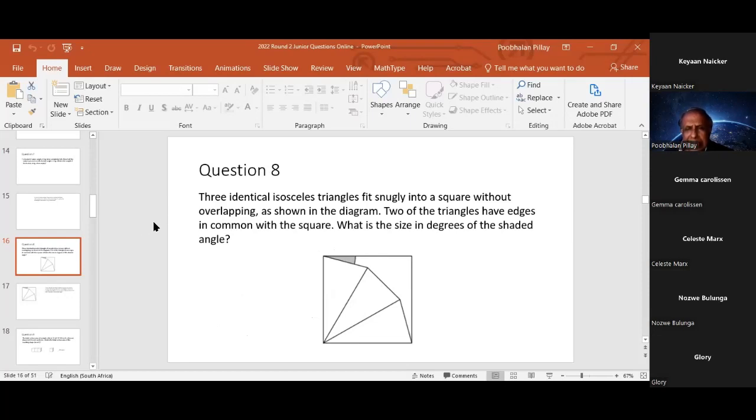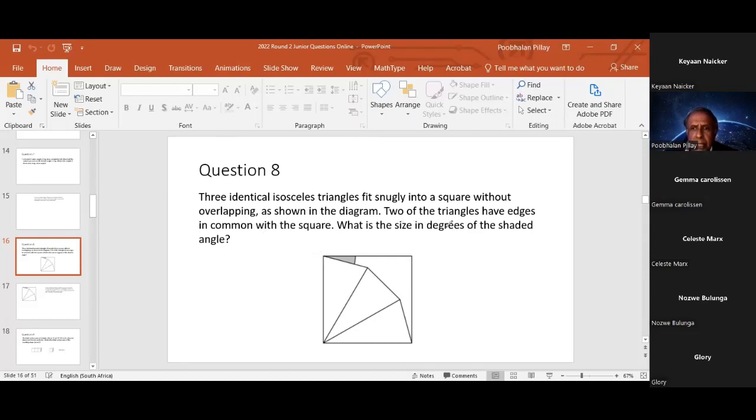The next problem says 3 identical isosceles triangles. Identical. They're exactly the same. Another word for identical is congruent. In mathematics, the word congruent is used to represent the word identical. So anyway, these 3 identical triangles fit snugly into a square. So you can see these are all just clones of each other, identical.